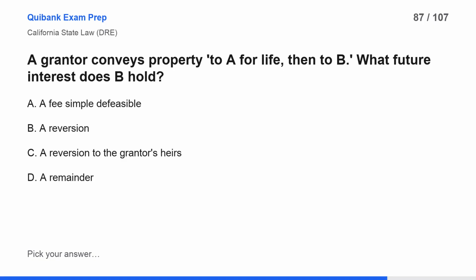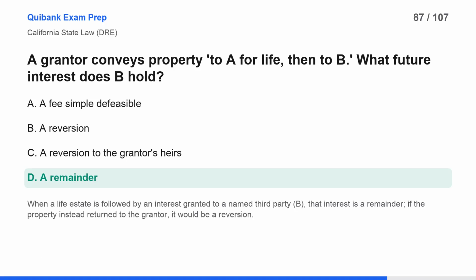Question 87. A grantor conveys property to A for life, then to B. What future interest does B hold? A. A fee simple defeasible. B. A reversion. C. A reversion to the grantor's heirs. D. A remainder.